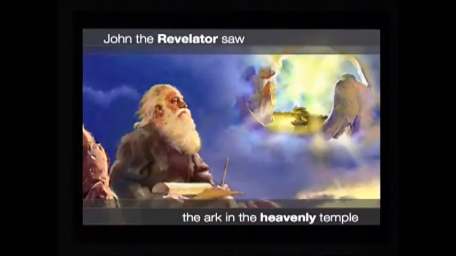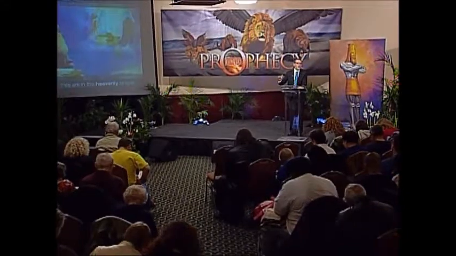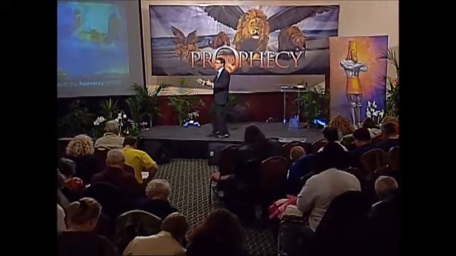Now go to the book of Revelation. Revelation chapter 11, last book of the New Testament. Revelation chapter 11, the last verse of that chapter. Revelation chapter 11 and verse 19. John the Revelator saw the ark in the heavenly temple. Revelation chapter 11, what verse are we in? 19. It says, "Then the temple of who? God was opened where?"